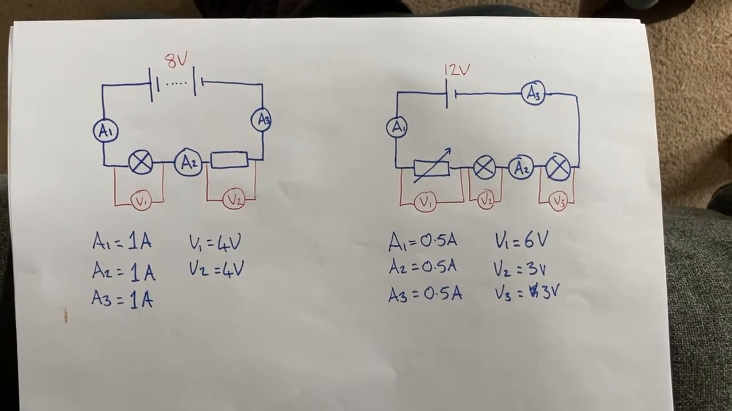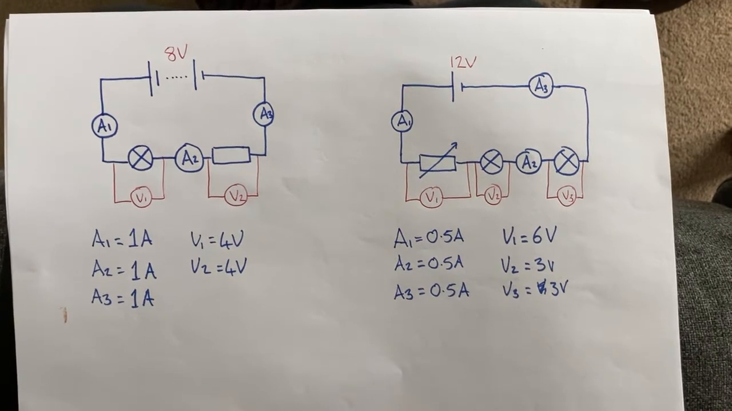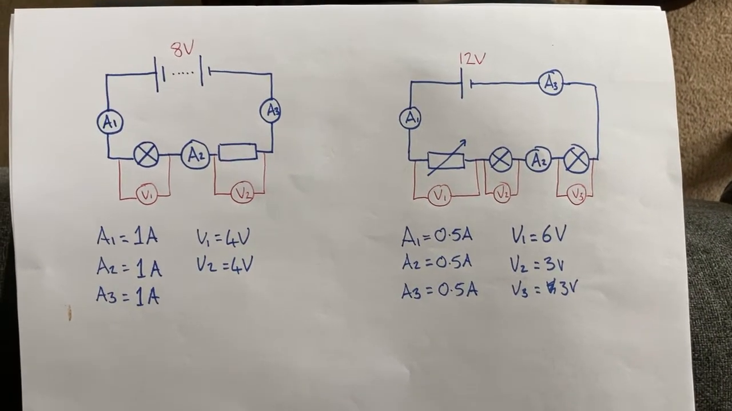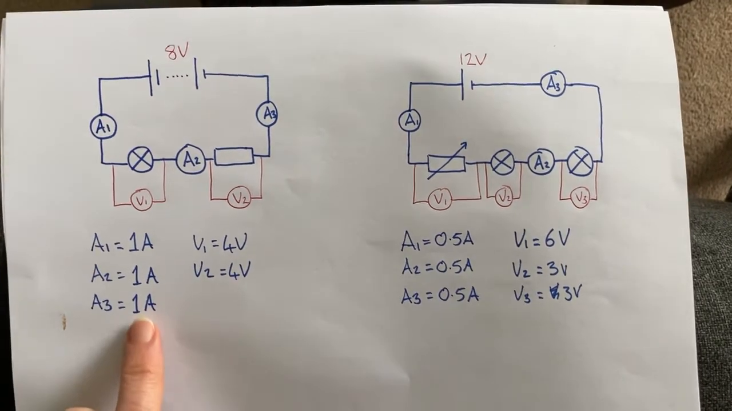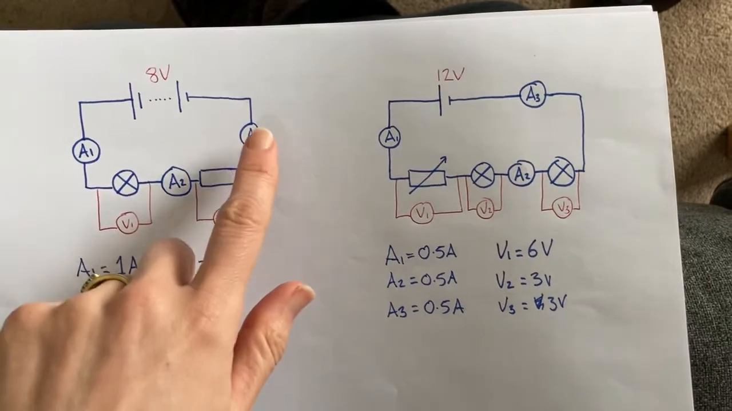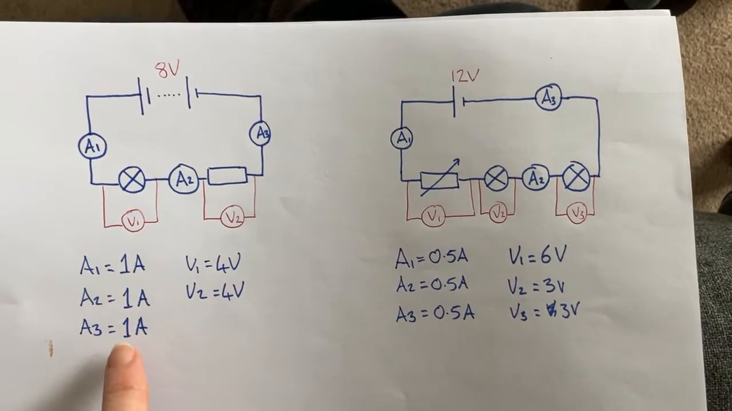For the first task this week, you were looking at series circuits and what happens to the current and the voltage in a series circuit. So just a quick reminder, in a series circuit, the current is the same everywhere. So it doesn't matter where you put the ammeter in the circuit, it'll always give you the same reading. So it's the same at every point in a series circuit.